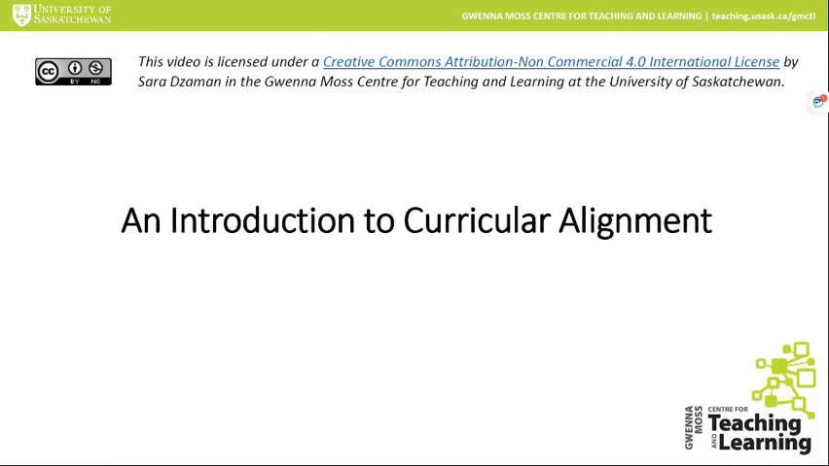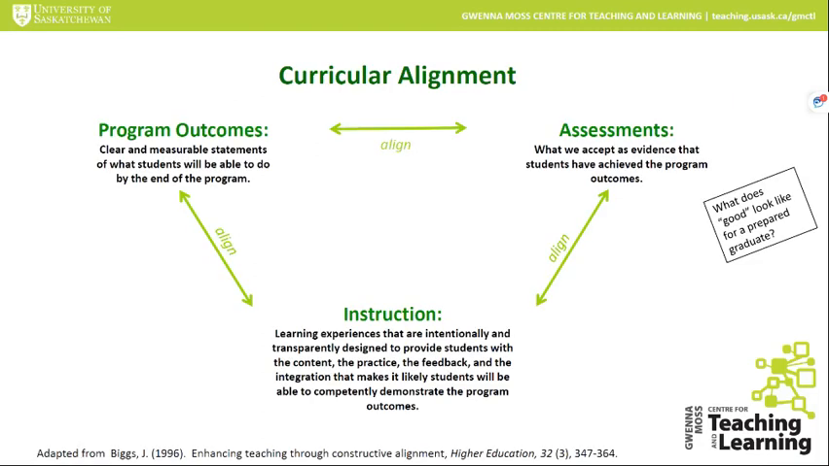Welcome to this introduction to curricular alignment. Curricular alignment is an approach to curriculum design that optimizes the conditions for quality learning by creating an integrated system where instruction and assessment support the achievement of the overall program outcomes. This is a simplified overview of the three components of curricular alignment.